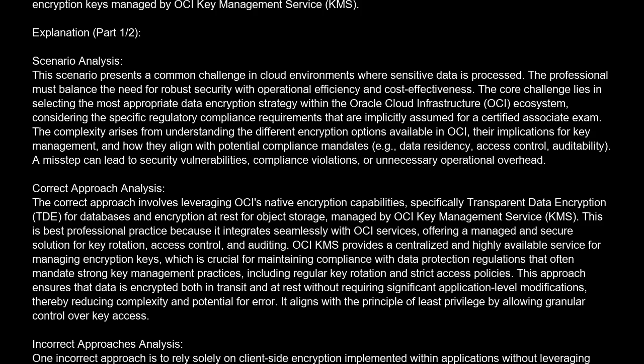Incorrect approaches analysis. One incorrect approach is to rely solely on client-side encryption implemented within applications without leveraging OCI's native encryption services.